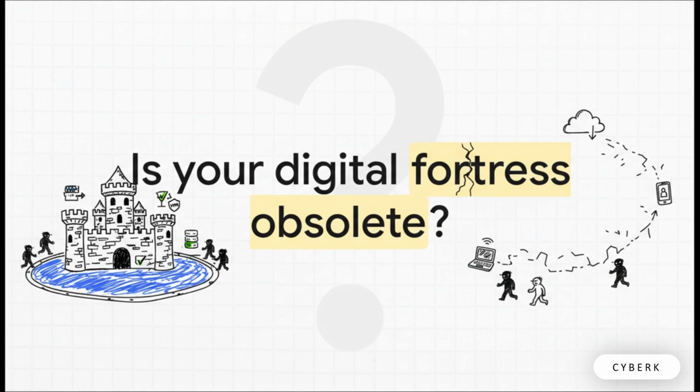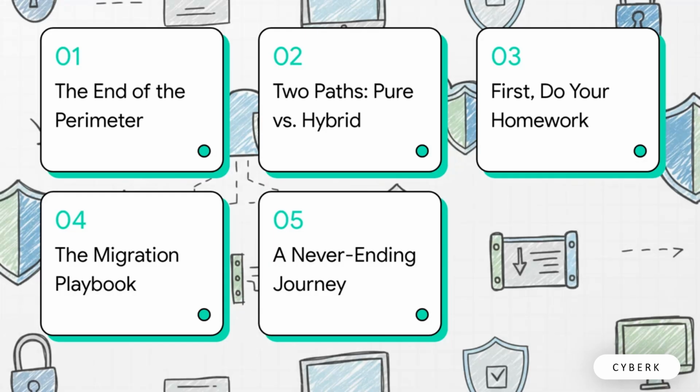You build a digital castle with a really strong moat. Your firewalls, your VPNs, those were the walls that kept the bad guys out. But think about it. With the cloud, remote work, everyone using their phones, that perimeter has, well, it's pretty much disappeared. So that old fortress model, yeah, it's obsolete. So how do we actually adapt to this new reality?